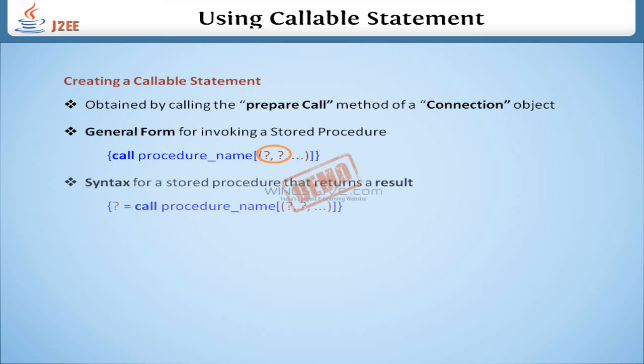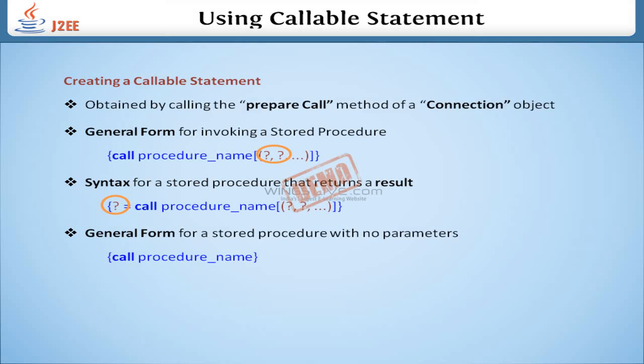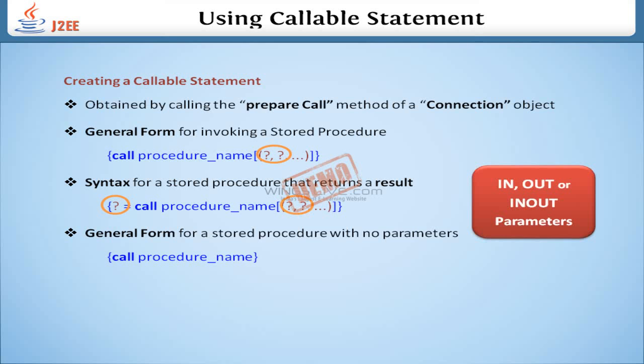Here is the syntax for a stored procedure that returns a result parameter. In this form, the first placeholder indicates the result parameter. The general form for a stored procedure with no parameters would be like this. Here, the placeholders may be in, out, or in-out parameters, depending on the stored procedure. Let's look at these parameters.